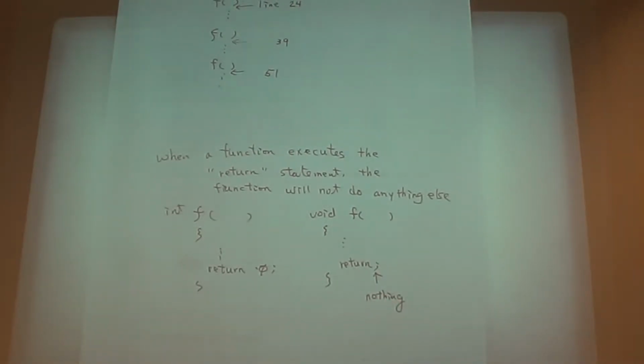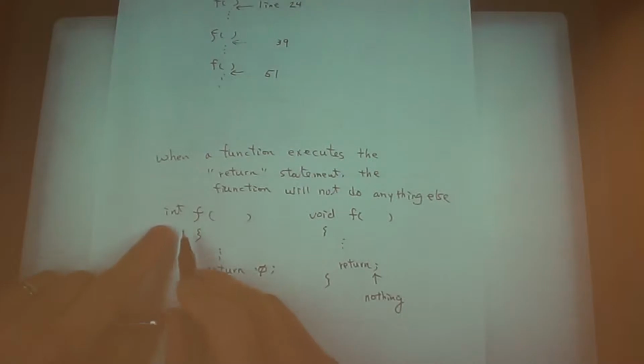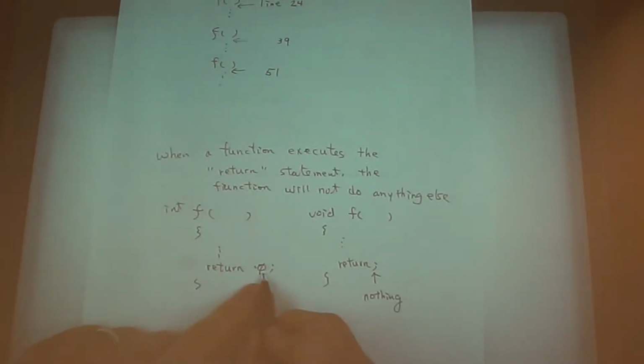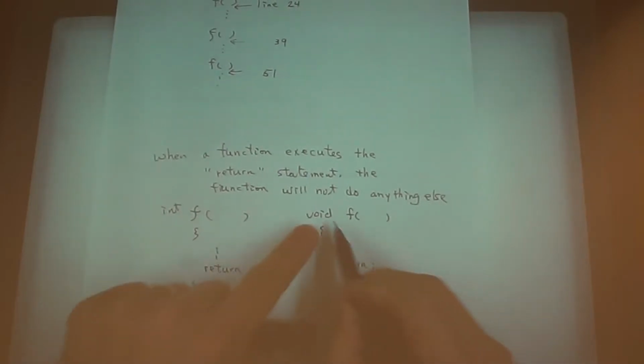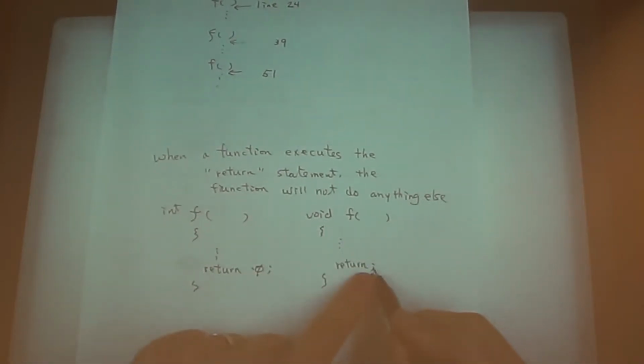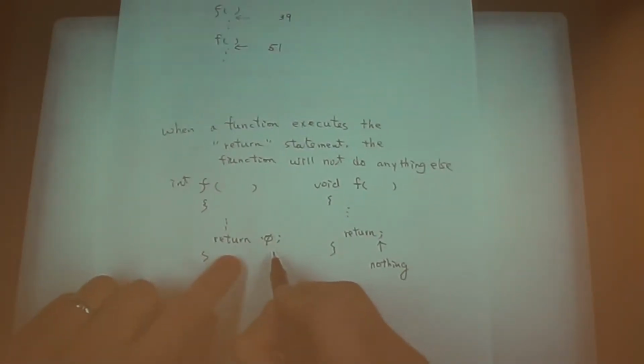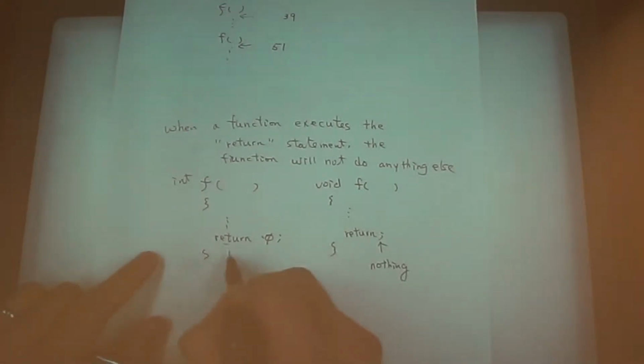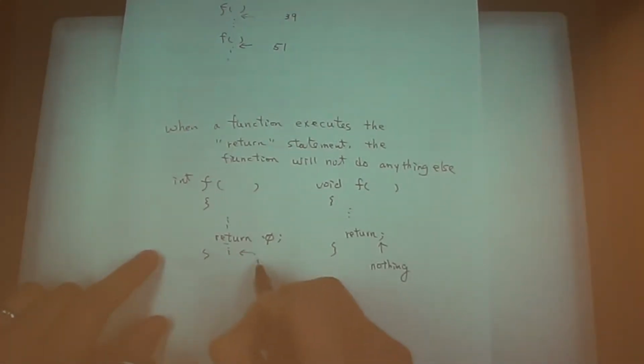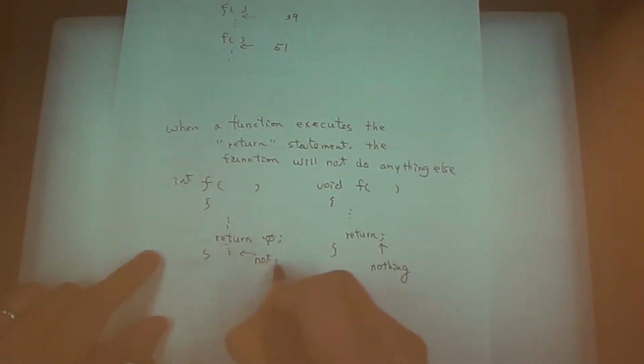The compiler will check whether they match. If you say integer here and you have nothing here, the compiler will tell you you are making a mistake. If you say void here and you have a value here, the compiler will tell you you are making a mistake. For those people not taking notes, I encourage you to take notes. So they have to match. Okay. Once the function says return, whatever is after this is not executed.